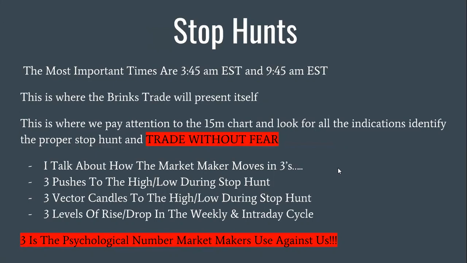I also talk about the market maker moving in threes, right? Three pushes to the high or low during the stop hunt, three vector candles to the high or low during the stop hunt, three levels of rise or drop in the weekly and intraday cycle, which we should already know. Three is a very, very important number because it's what they use to exploit our human psychology. If we see three pushes, we think it's going to continue. If we see three vector candles, we say, okay, it's going to continue going to the upside. This is wrong. This is why they use the number three.